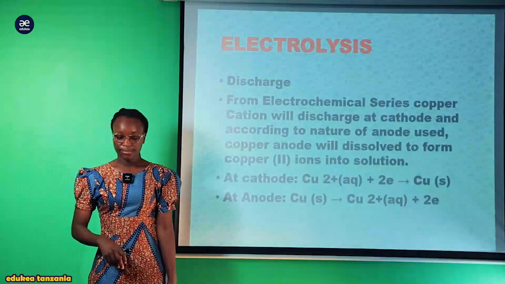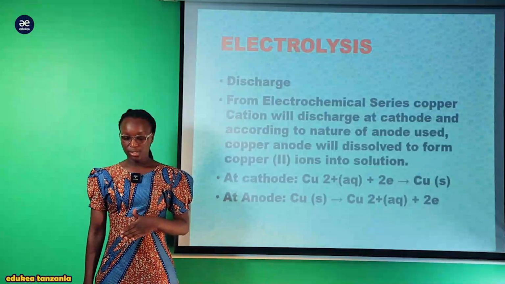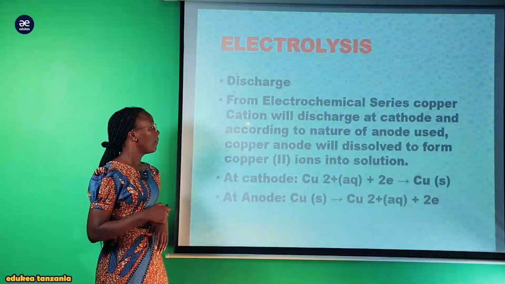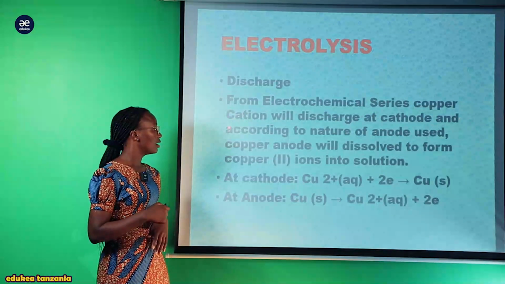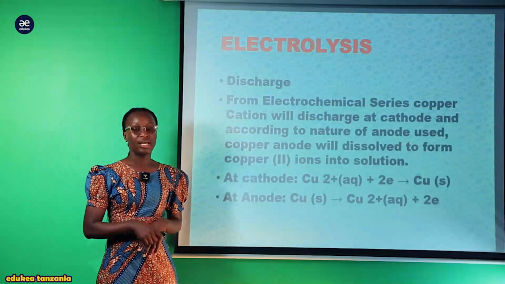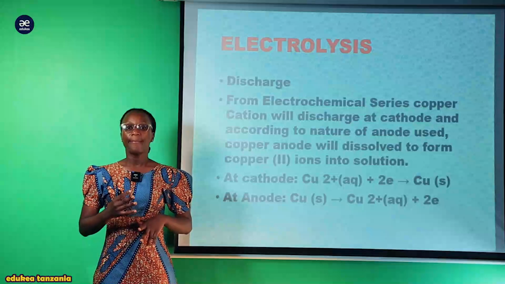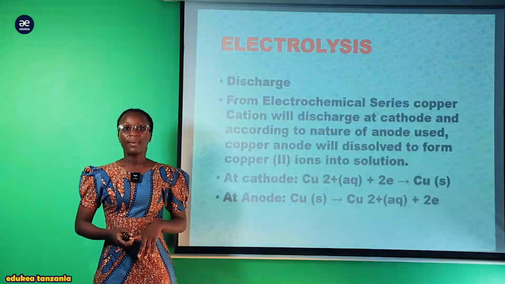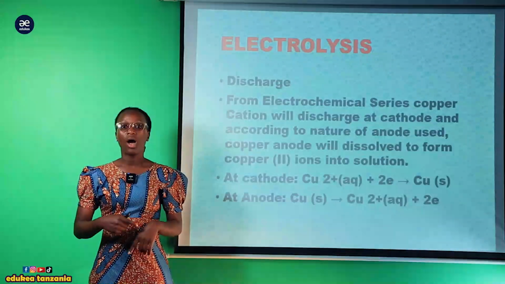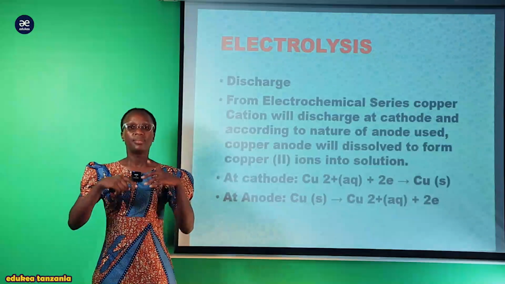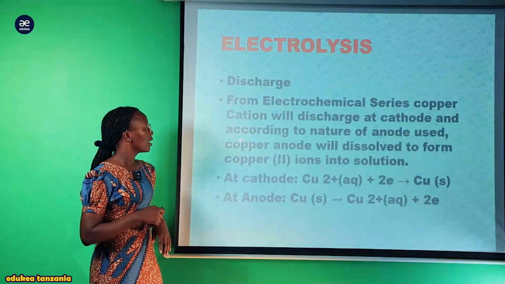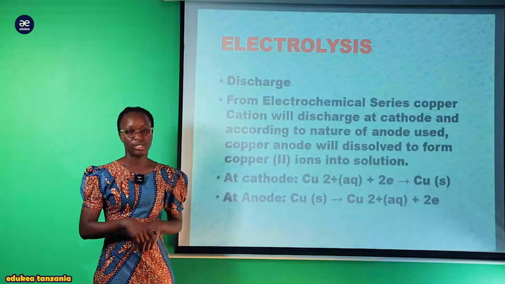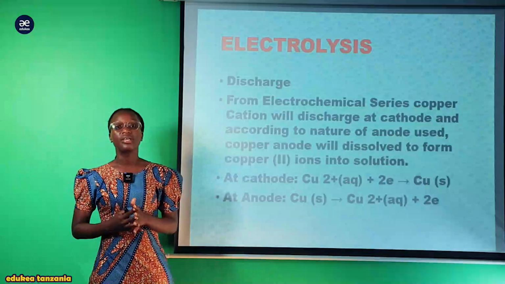Now, let's see the concept of discharge of this electrolysis of copper 2 sulfate with copper electrode. From the electrochemical series, copper cation will discharge at the cathode, and according to the nature of the anode used. Here is where we consider the factor that talks about the nature of the electrode. You can see the electrode is made up of copper, but at the same time our solution, which allows the current to pass through, is made up of copper solution. So here you can see the copper anode will dissolve to form copper 2 ions into solution. So this copper which is at the anode will dissolve.